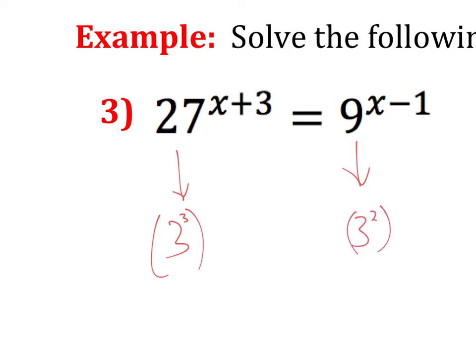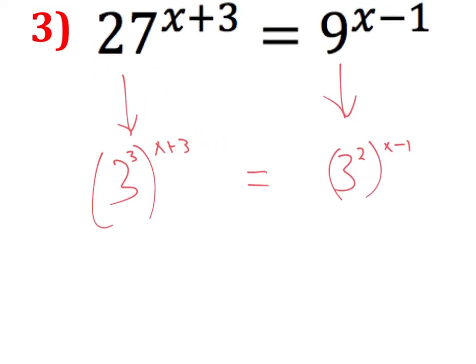So now this is 3 to the 3rd, to the x plus 3, equals 3 to the 2nd, to the x minus 1. Well, the bases are the same. So if the base is the same, the exponents must be the same. And as we hopefully remember from our exponent units, anytime we have a power on a power, we have to multiply these things together. So I'm essentially going to be distributing into these exponent chunks. So I'll have 3 times x plus 3 equals 2 times x minus 1.